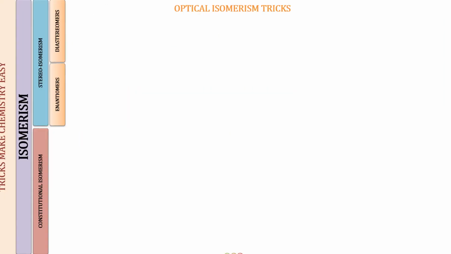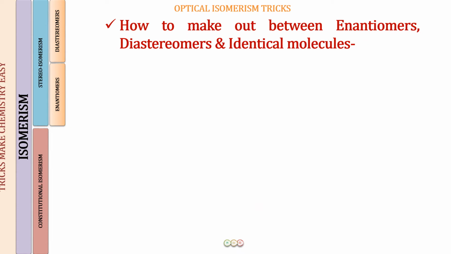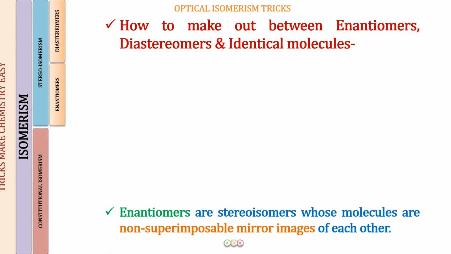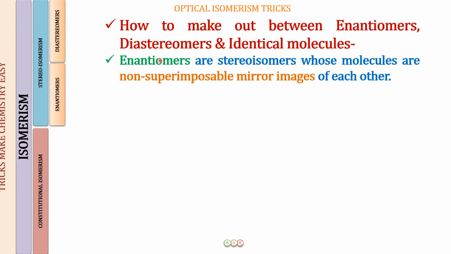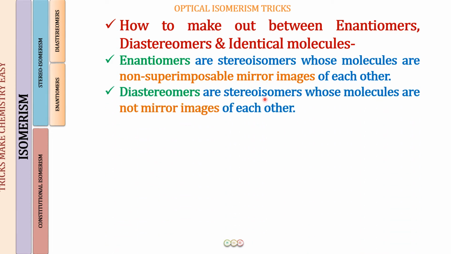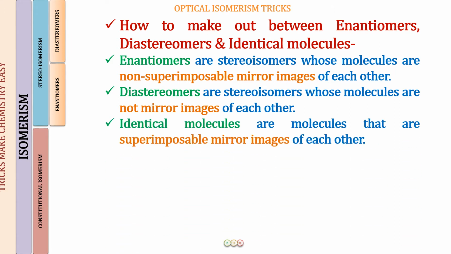So how do we make out between enantiomers, diastereomers and identical molecules? To do that, first of all, you should know what they are exactly. Enantiomers are stereoisomers whose molecules are non-superimposable mirror images of each other. Diastereomers are also stereoisomers whose molecules are not mirror images of each other, and identical molecules are molecules that are superimposable mirror images of each other.